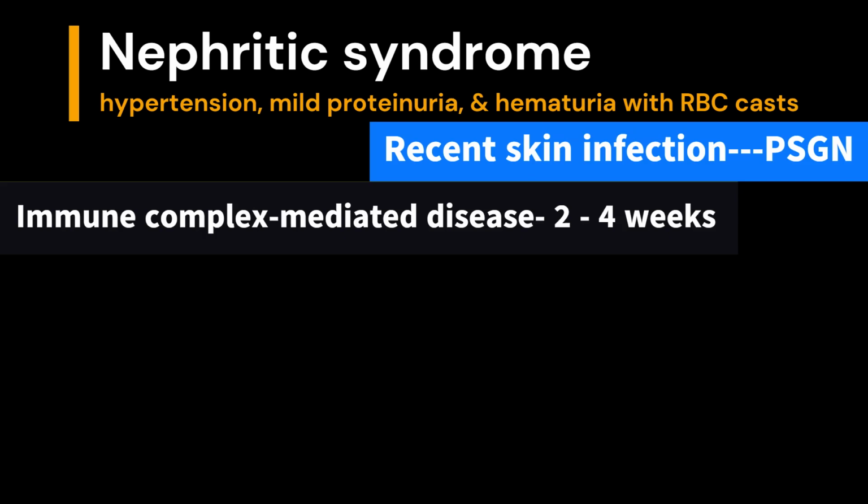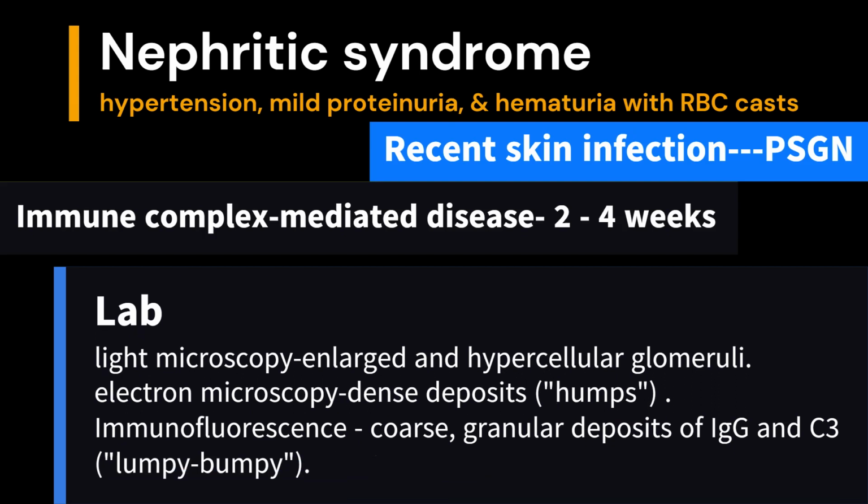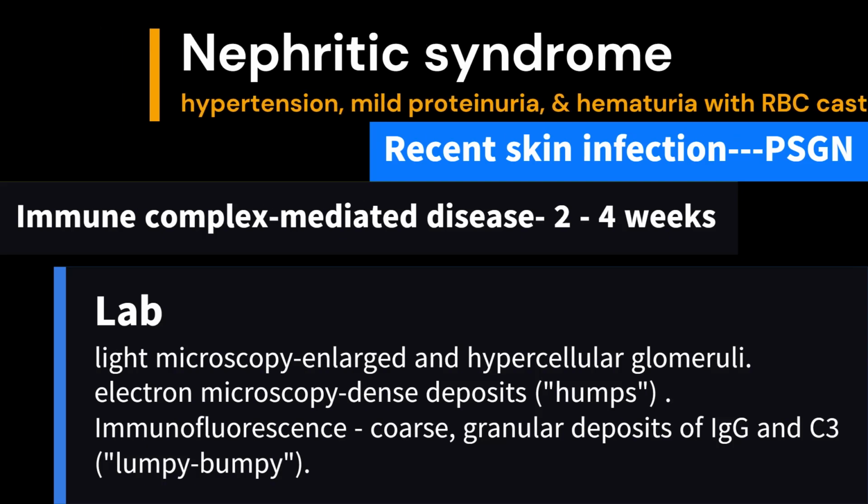basement membrane. On light microscopy, all glomeruli are enlarged and hypercellular due to leukocyte infiltration and proliferation of endothelial and mesangial cells. On electron microscopy, electron-dense deposits, humps, on the epithelial side of the glomerular basement membrane are seen. Immunofluorescence reveals coarse, granular deposits of IgG and C3 that have a characteristic lumpy-bumpy appearance. If you choose any option other than B, you are wrong.